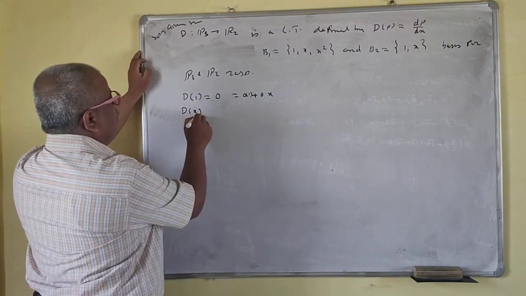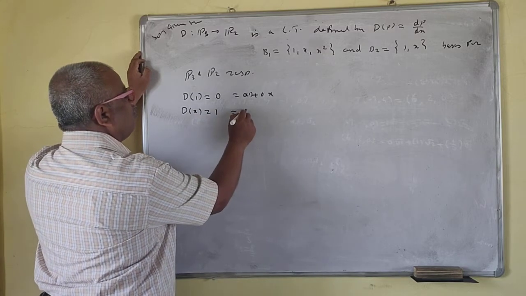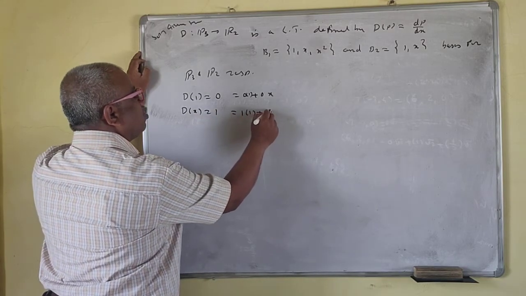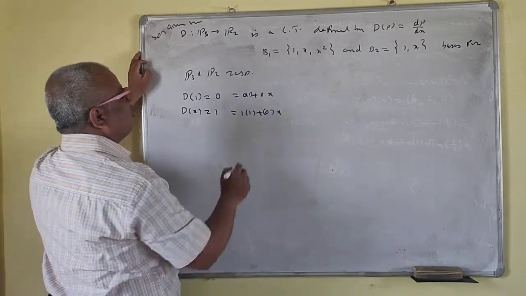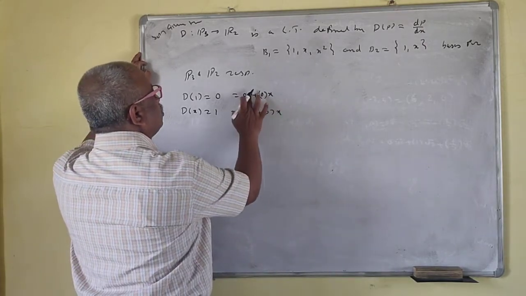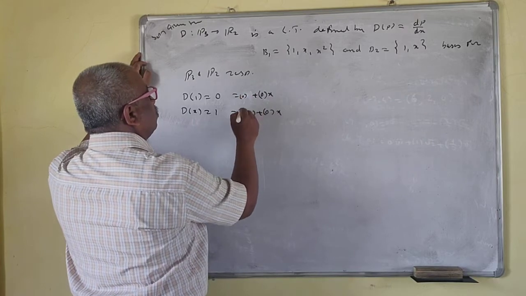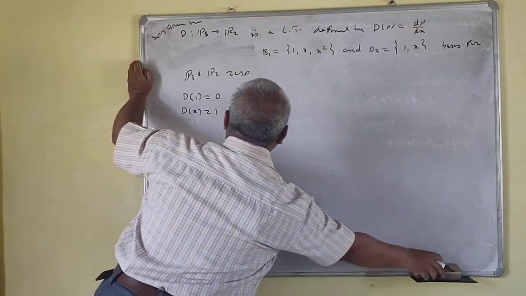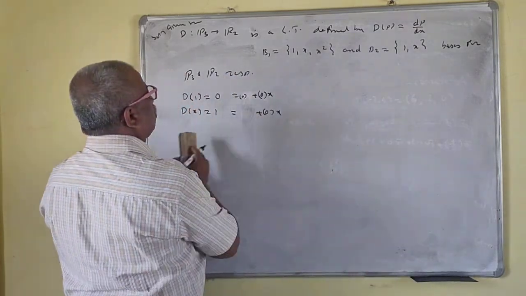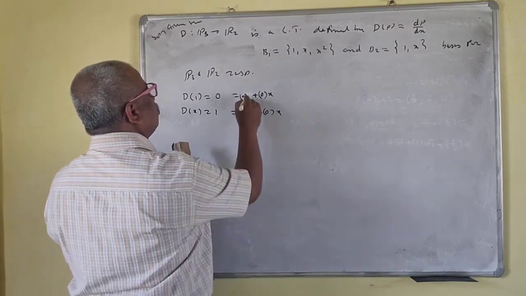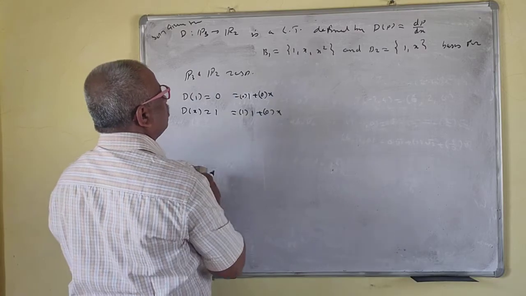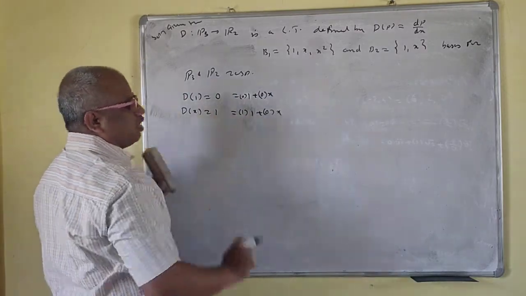Okay. So D of x, derivative of x is 1. So this is what? 1 into 1 plus 0 into x. So instead of writing this, 0 into 1 plus 0 into x. This is what? 1 into 1. Okay, so this 1 and x are the basis elements.